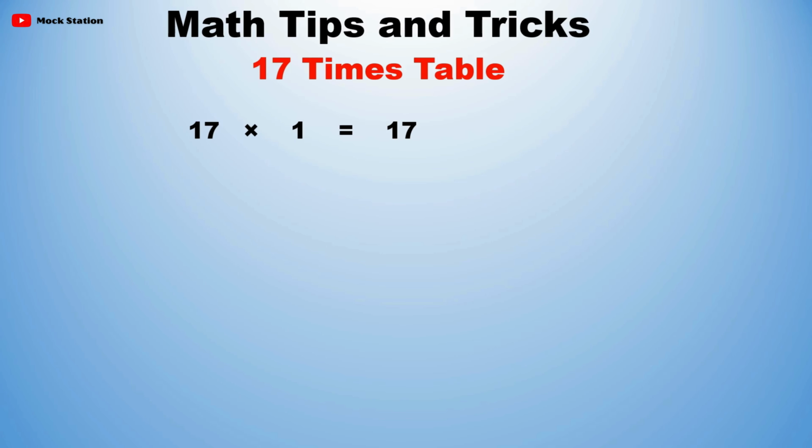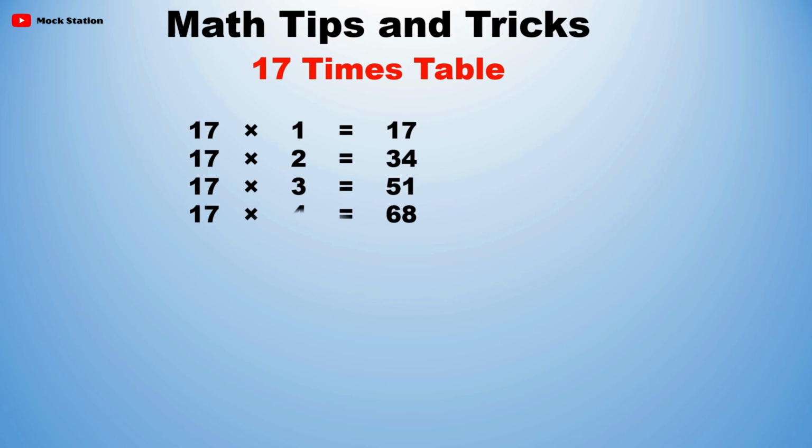17 times 1 is 17. 17 times 2 is 34. 17 times 3 is 51. 17 times 4 is 68. 17 times 5 is 85.